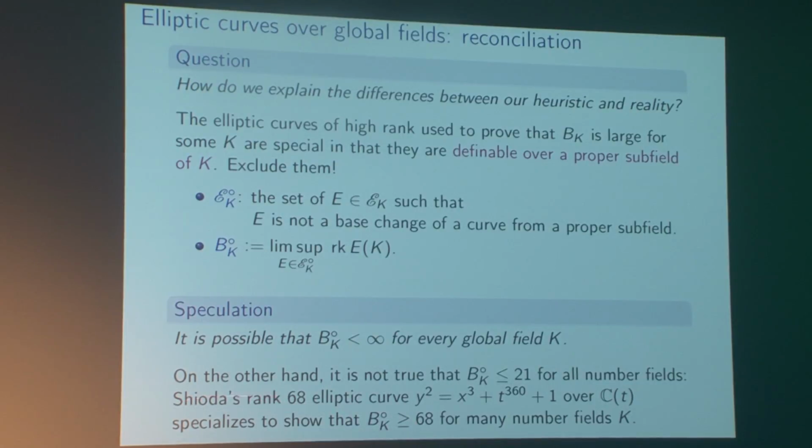We can prove, using an example of Scioto, that for at least certain number fields, this bound has to be at least 68. But it's at least conceivable that it could still be finite.